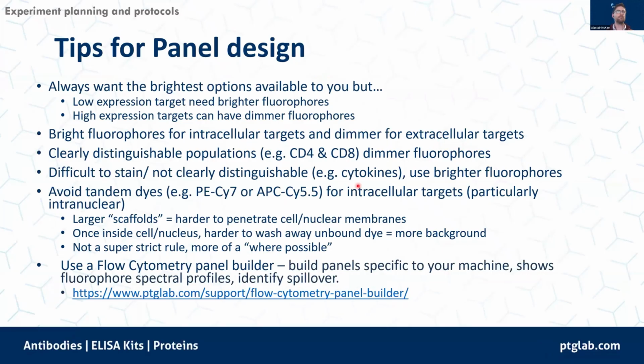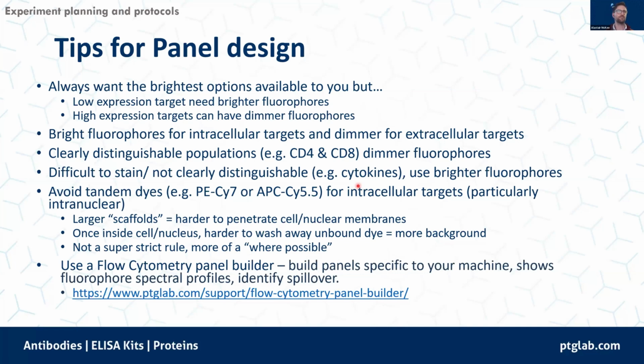But back to flow. So that's kind of shooting through some tips for panel design. Just to reiterate, we always want to choose the brightest option available to us, but when you're working with large panels, you do have to kind of compromise. So where you are using antibodies against lower expressing proteins, you want those conjugated to the brightest fluorophores. And the reverse, obviously, for higher expressed proteins, you want those with dimmer fluorophores.